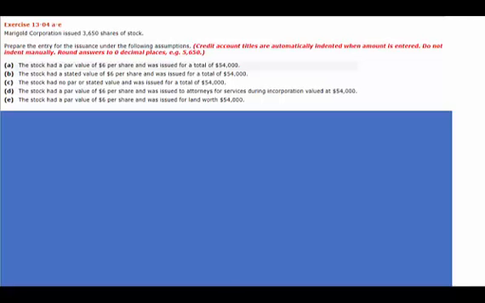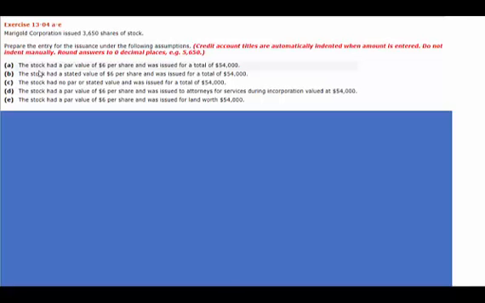Let's take a look at exercise 13-4, parts A through E. Now in this one we're preparing journal entries related to shareholders' equity, so we're concerned with shares of stock. We've got the Marigold Corporation and they issued 3,650 shares of stock, and we have to prepare the journal entries.